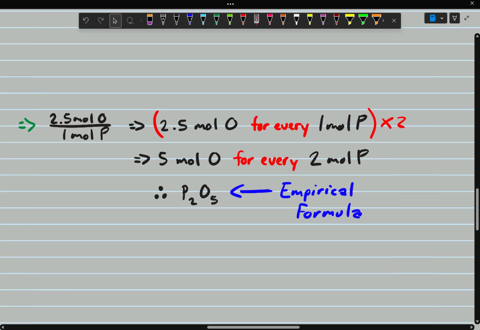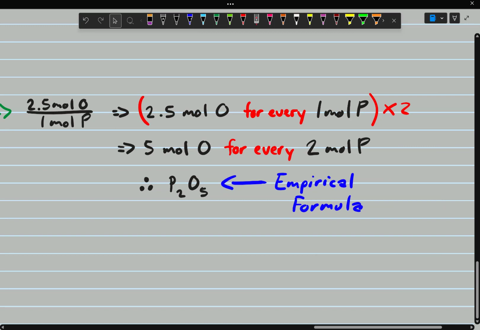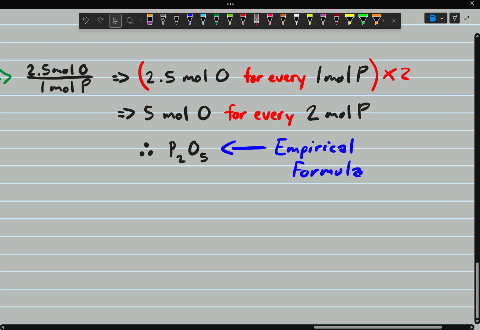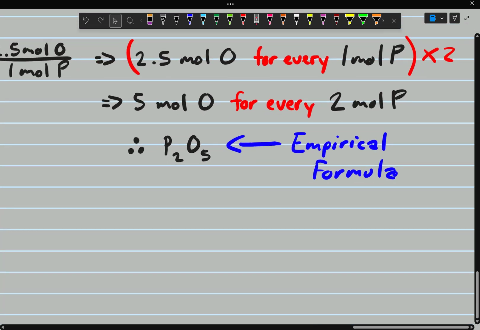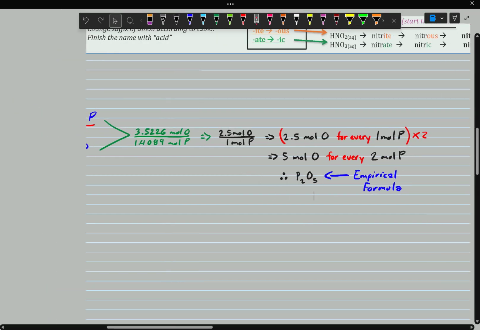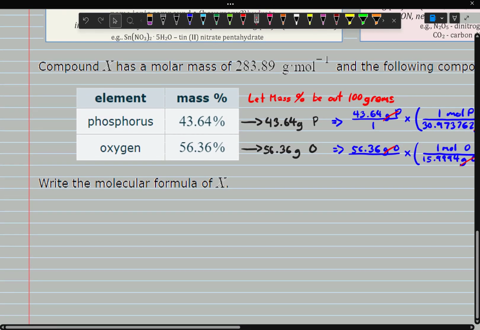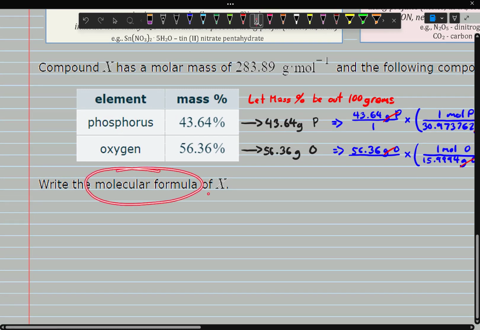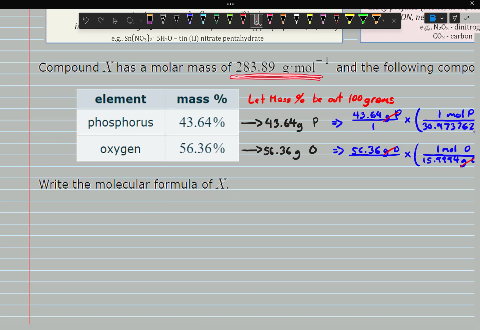What that means is that an empirical formula is the simplest unit of this compound, right? So this compound is going to be made up of this empirical unit. This empirical formula is this. However, we're not asked for the empirical formula. We are asked for the molecular formula of X, where X has a molar mass of 283.89 grams per mole. So how do we find that?